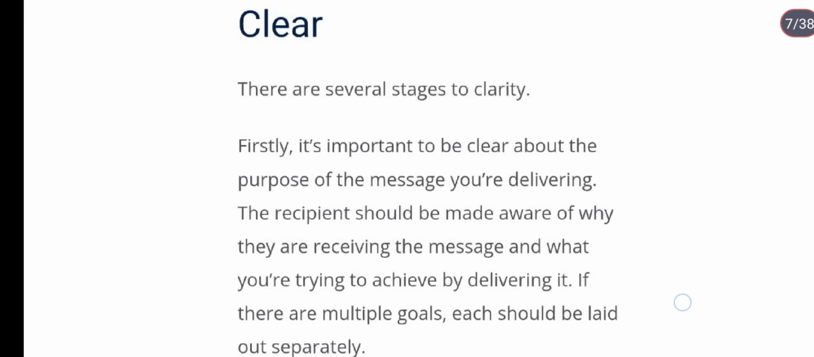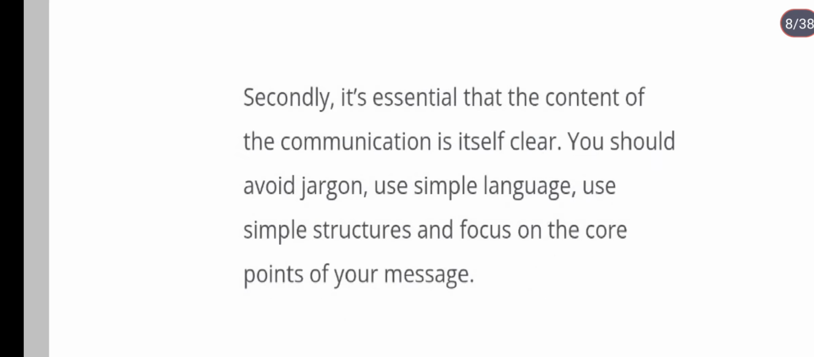The first, clear. There are several stages to clarity. Firstly, it is important to be clear about the purpose of the message you are delivering. First of all, you should be clear about what you deliver, what your actual message is, because the audience should be made aware of why they are receiving this message and what you are trying to achieve by delivering it. If there are multiple goals, they should be laid out separately.